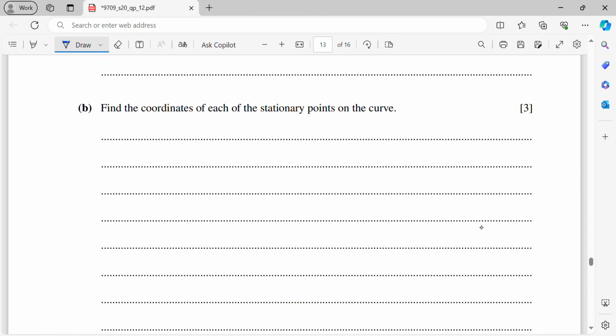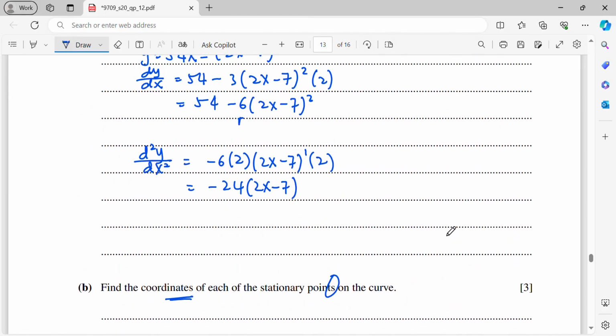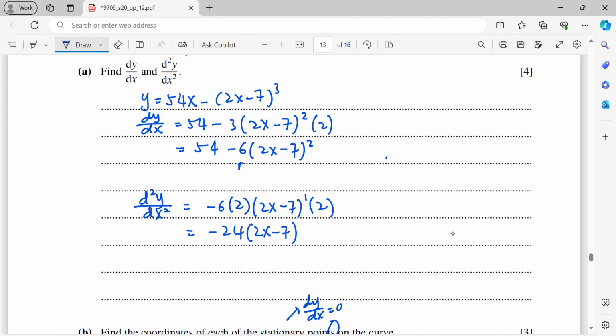Now B, find the coordinates of each of the stationary points on the curve. That means you will get more than 1 point. The stationary points happen when dy/dx equals 0. So I will let this be 0.